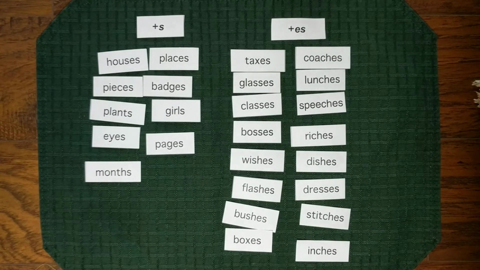After all the cards are sorted, please read through them and notice the word endings. How do we know when to add S or ES? Do you see a pattern that could help you? Let's look at the base words for the plus ES group. Do you notice what the base words end with?